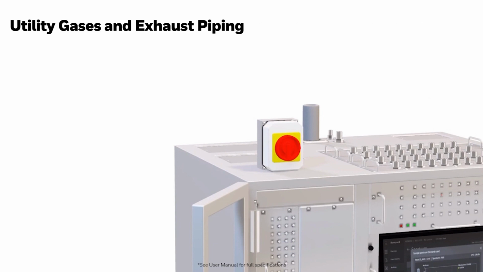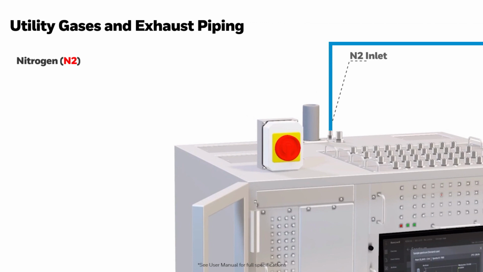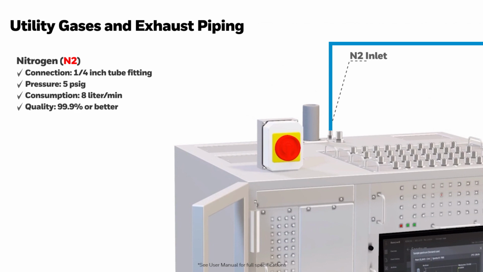Second, utility gases and exhaust piping. ACM150 requires constant supply of nitrogen as dry purge gas for optics, bench, and as a zero gas for background cycle. Connect the 1/4 inch tube to the nitrogen inlet fitting. The pressure should be set to 5 psig, and pressure regulator should be located near ACM150. It consumes less than 8 liters per minute, and requires 99.9% or higher quality.